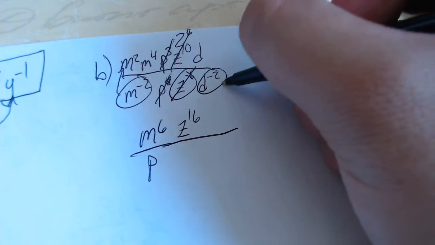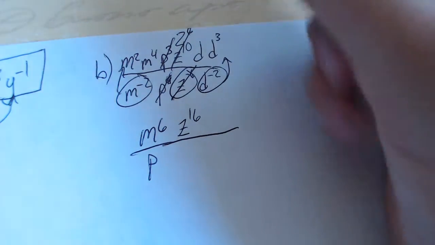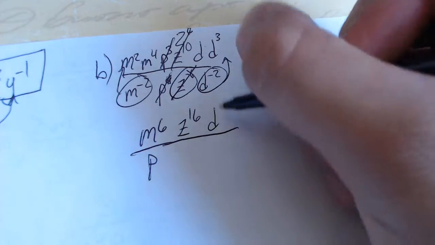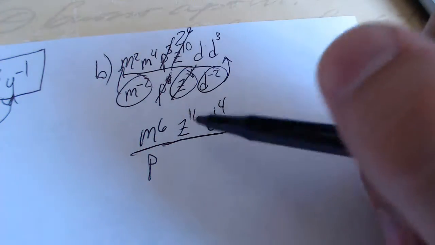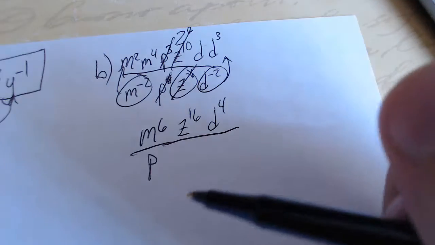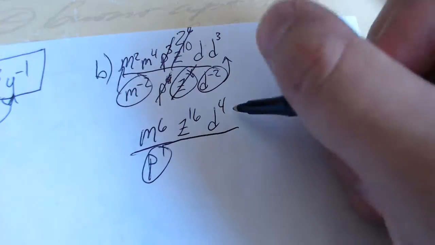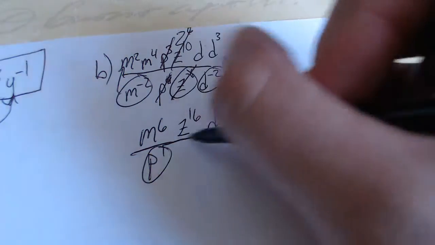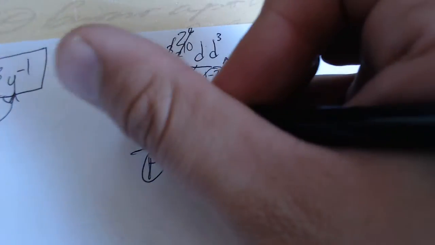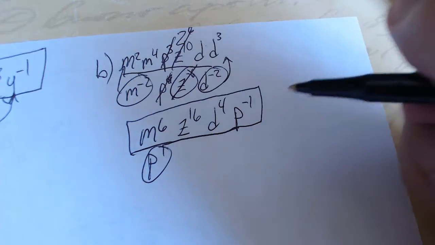Lastly, we have D. This d negative 2 is going to get moved to the top to become d^3. d^1 and d^3 add up to d^4. And then we have the same problem we had last time. There's a p in the denominator, but we need it to move to the top. So we'll take that invisible exponent of 1, move it to the top, and make it a negative. And so our answer becomes m^6, z^16, d^4, p to the negative 1.